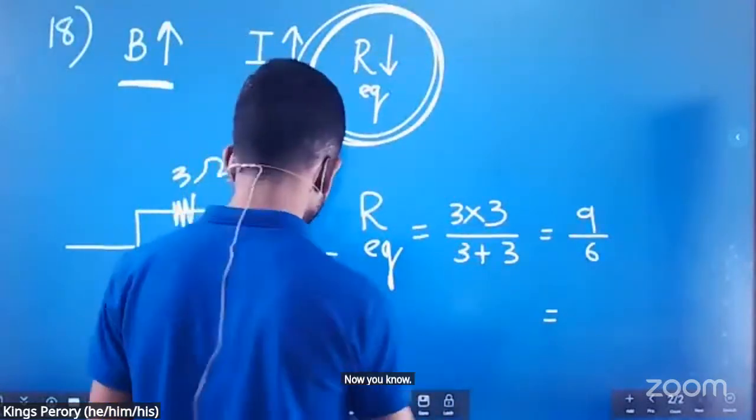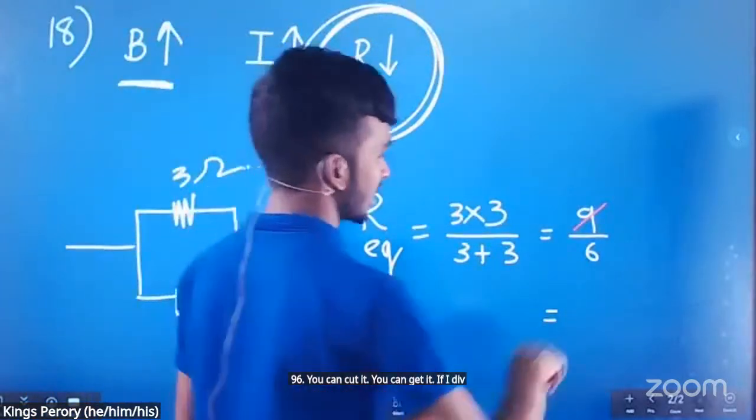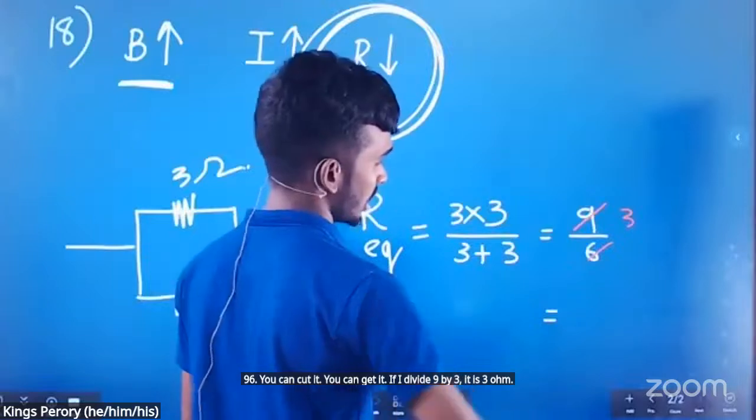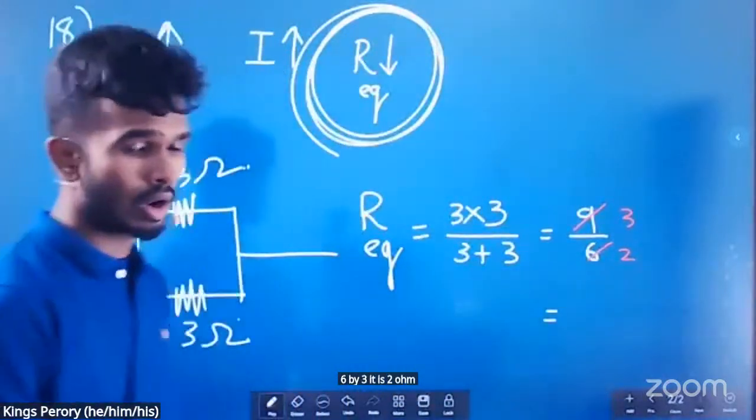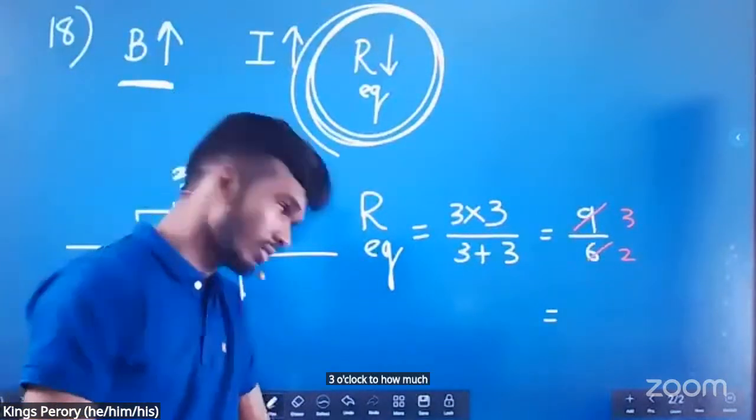You can cut it. If I divide 9 by 3, it is 3. 6 by 3, it is 2. 3 over 2, how much? 1.5 ohm.